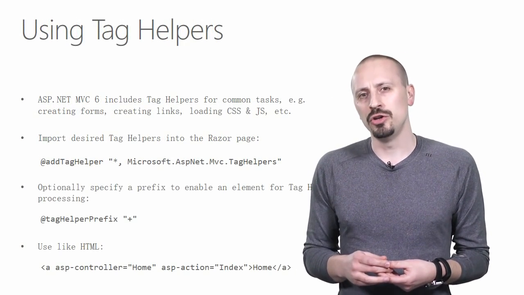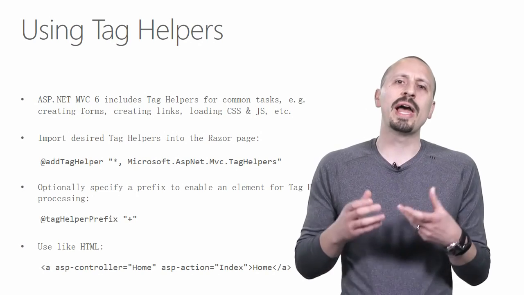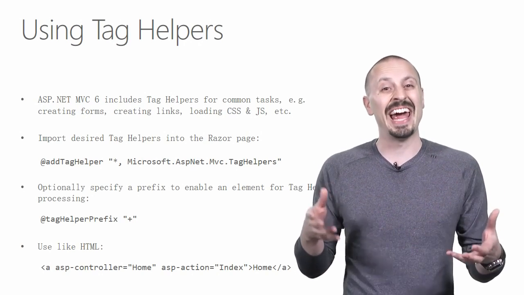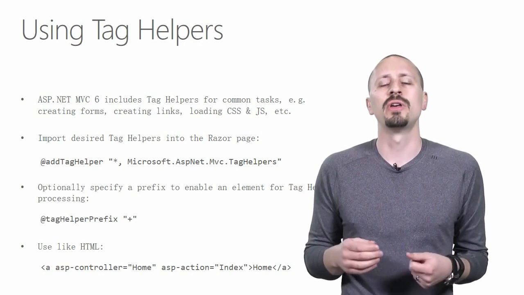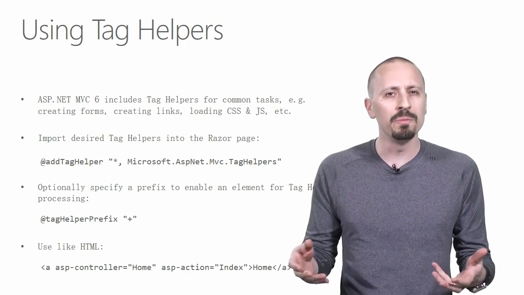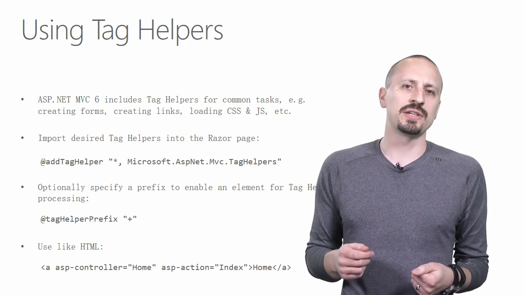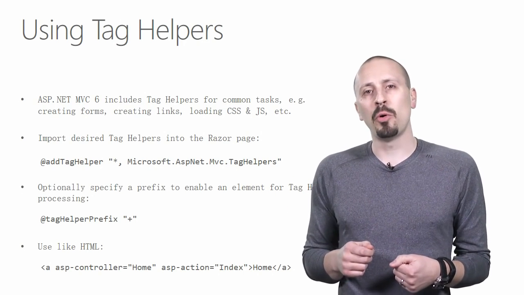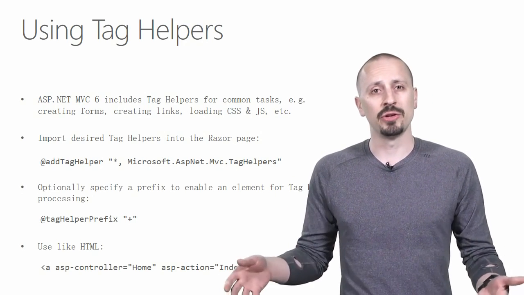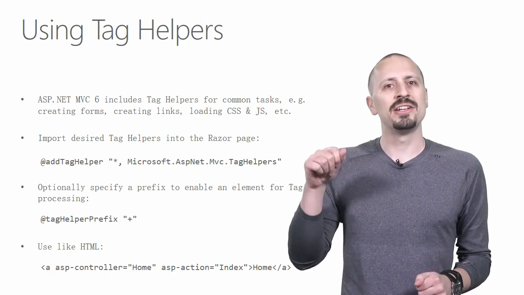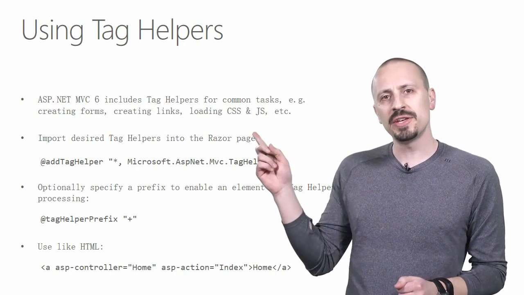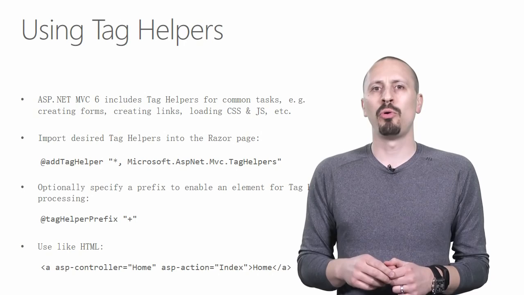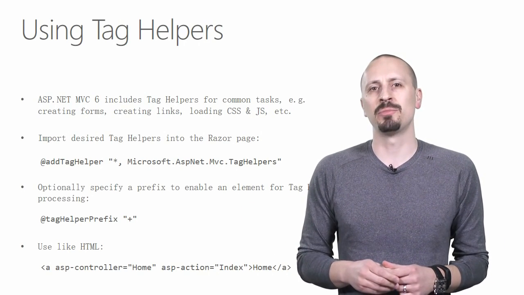So how do we go about using tag helpers? Well, ASP.NET MVC 6 includes a standard set of tag helpers right in the box for common tasks like creating forms, links, and loading CSS and JavaScript in your views. Firstly, you'll need to import the desired tag helpers into your Razor views using the new add tag helper directive. In this case, we're instructing Razor to import all tag helpers from the MVC assembly.